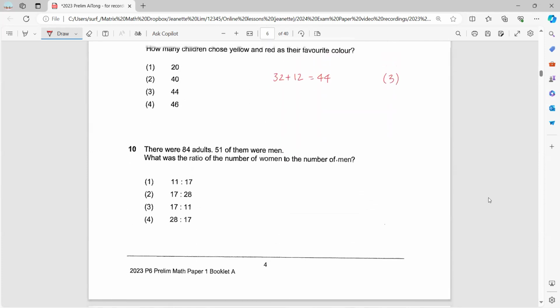Question 10, there were 84 adults, 51 were men. What is the ratio of women to men? Okay, let's find women. 84 minus 51, which is 33. Now we want women to men. Women is 33, men is 51. Now simplify this, you can divide both by 3 to get 11 and 17. So 11 to 17.